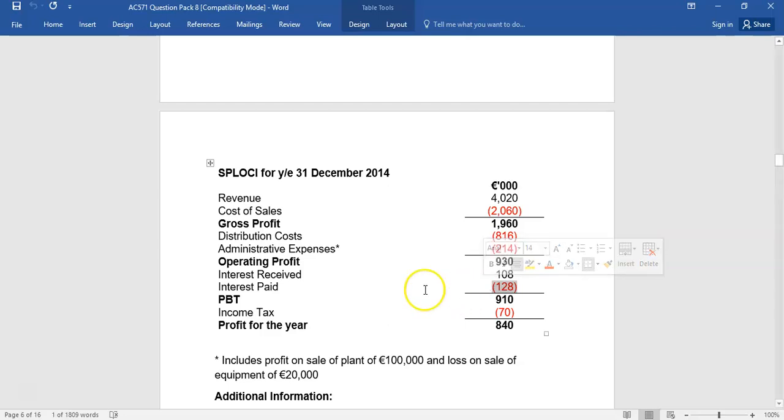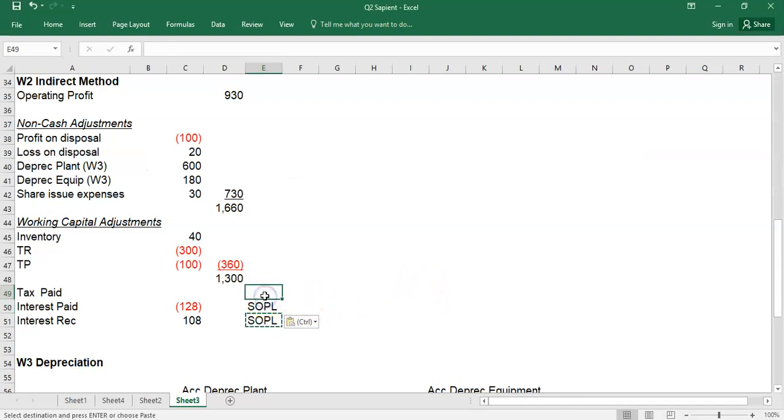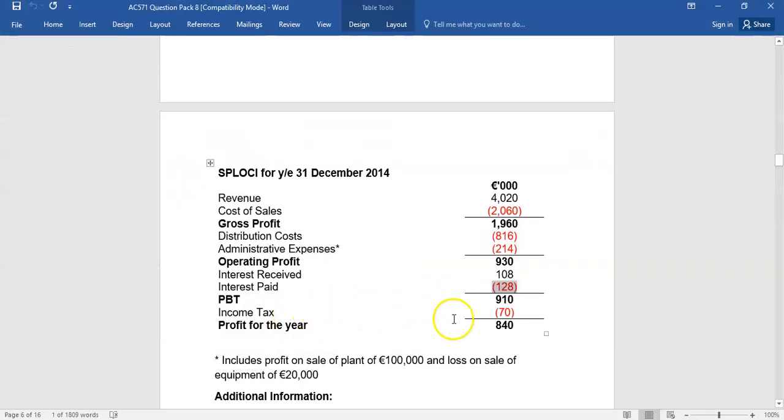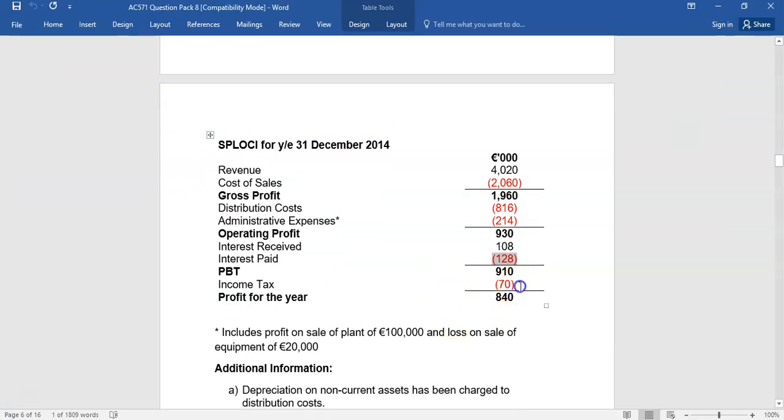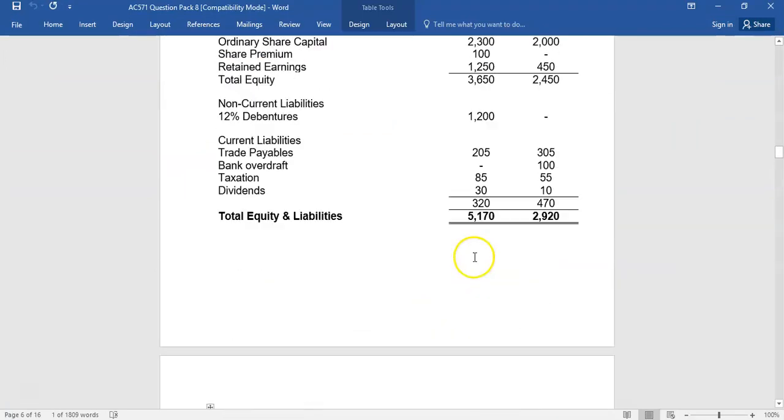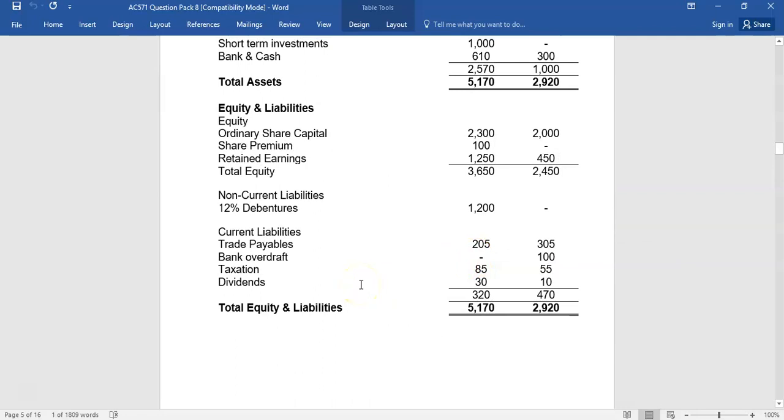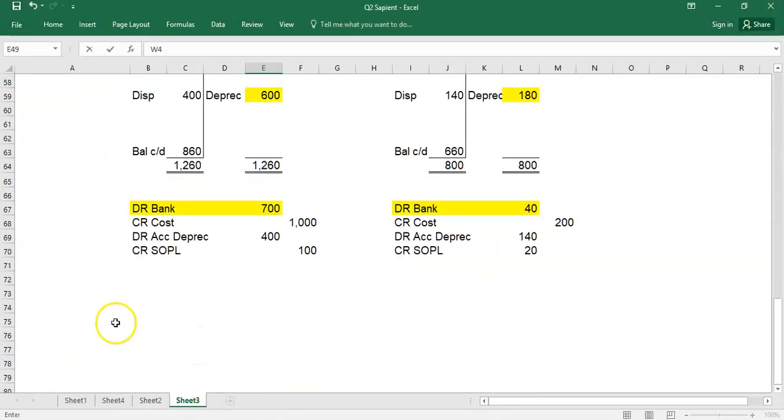Tax, however, is slightly different, and we're going to have to do a working for tax. Because if you look at tax, you had an expense for the year, 70, but in the statement of financial position, you owed 55 at the start of the year, and you owe 85 at the end of the year. Now, some students will cop that straight away, and they won't need a T account to tell you, but I will just show you what the T account looks like.